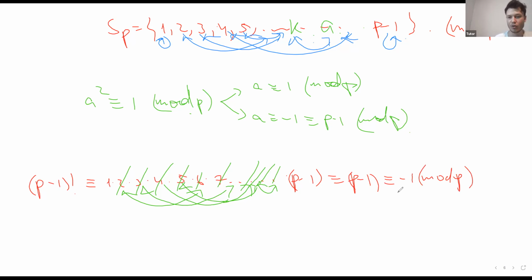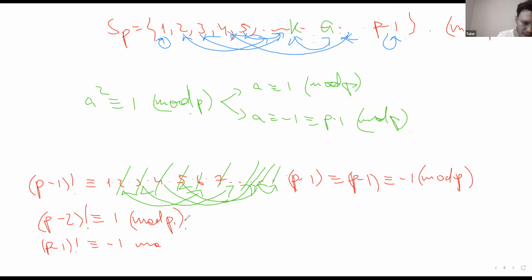Now this thing here is called Wilson's theorem. Also, if you look at just this and this, you can simplify it. If I cancel a p minus 1 on both sides, you get that this entire product, p minus 2 factorial, is going to be congruent with 1 mod p. And p minus 1 factorial is going to be congruent with minus 1 mod p.